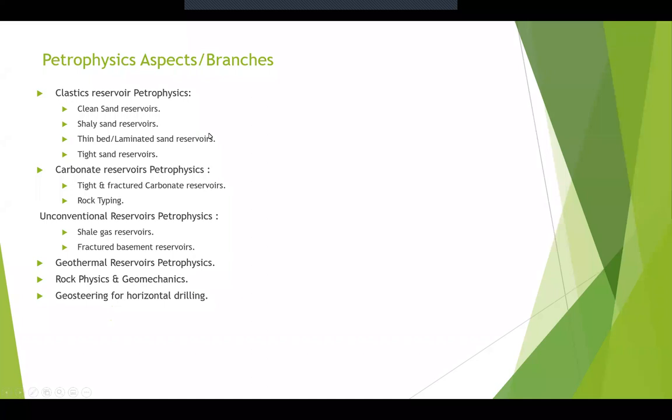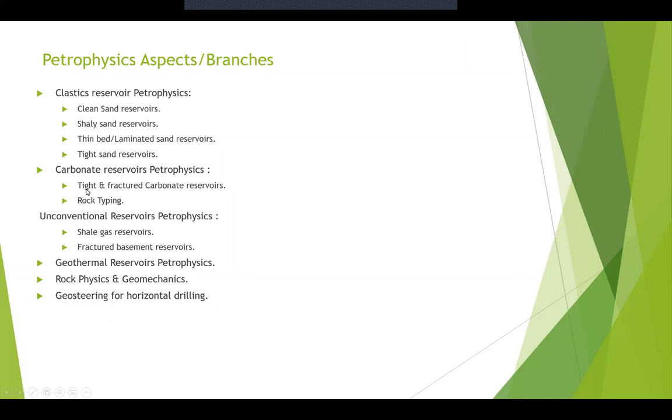And after that, as a petrophysicist, you need to know about carbonate reservoir petrophysics, which is also a really big topic. That's why it is split up and separated from the classic reservoir, because for the carbonate reservoir the evaluation is usually different from the classic reservoir. And under the carbonate reservoir, it can be divided, like for the tight, it could be even harder in terms of the evaluation for the tight and fractured carbonate reservoir.